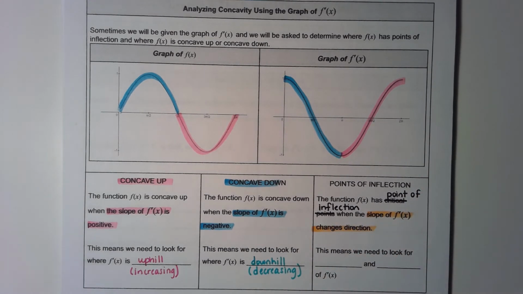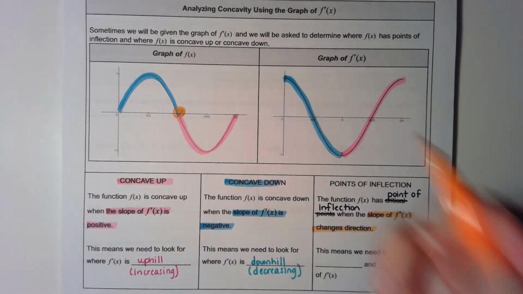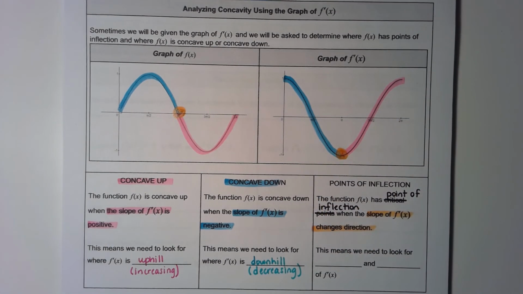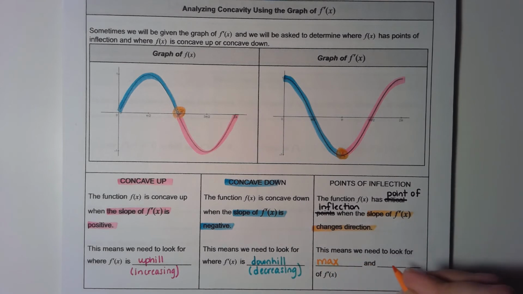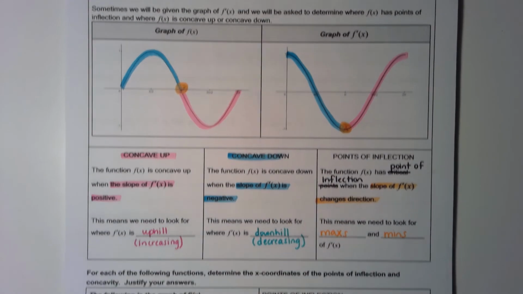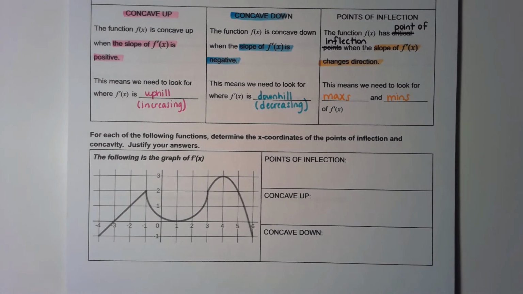Now, if we look for where the slope changes directions, we can see that the concavity changes right here in the middle on this graph. And that would be the place on this graph where the slope changes from being a downhill slope to an uphill, or in other words, a negative to a positive. This means we need to look for maximums and minimums on the graph of the derivative. So we're looking for like a high point or a low point, because that's going to be the place where the slope changes directions. Let's practice identifying these places given the graph of f prime and then justifying our answers.